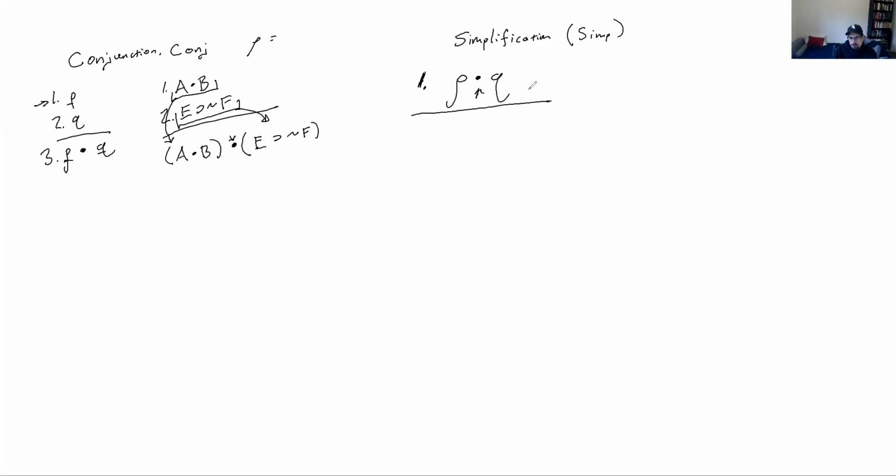P must be true. Q must be true. Based on this, we know that P is true on its own. That's what the and means, is that both of them are independently true. So we can simplify this. Again, this must be the full line.